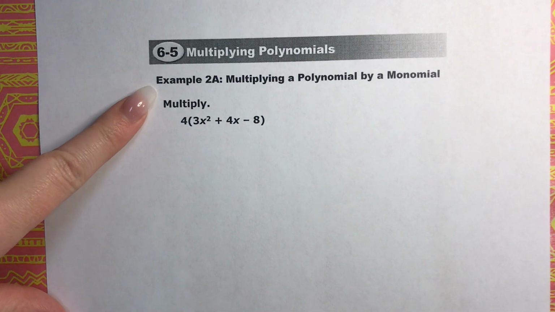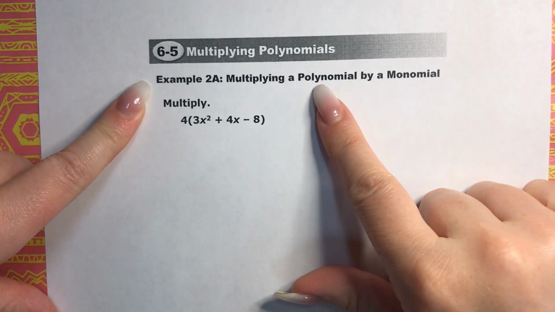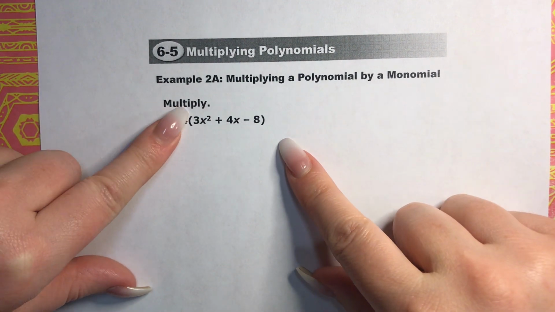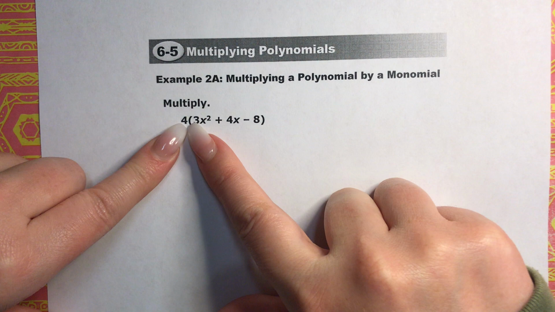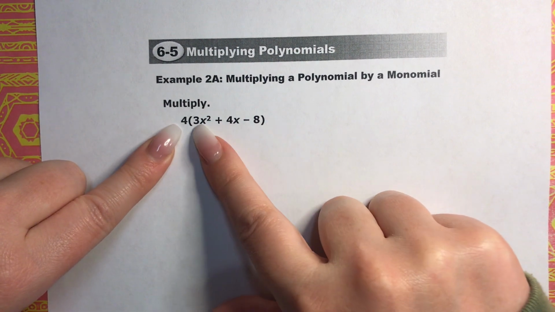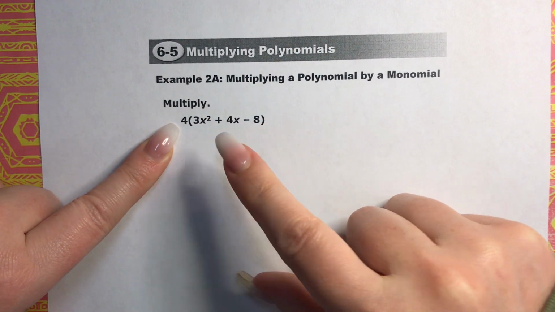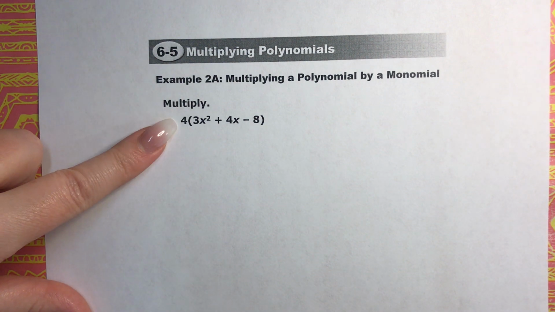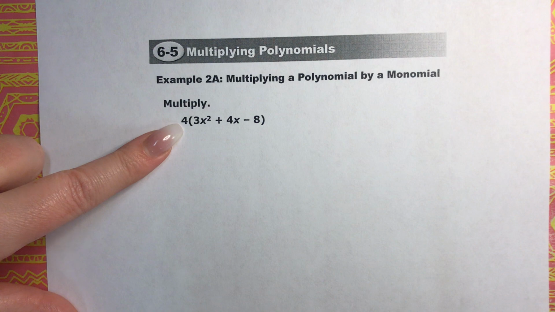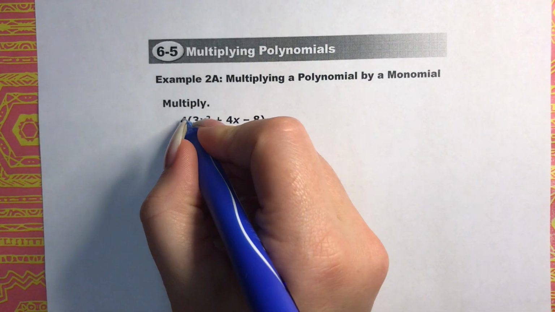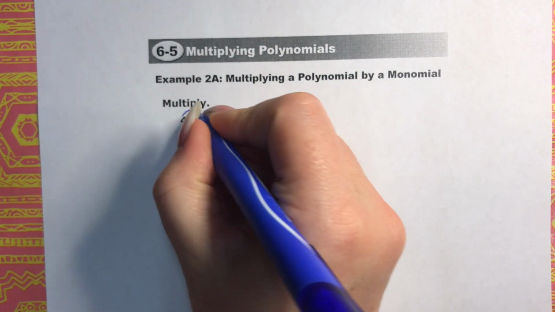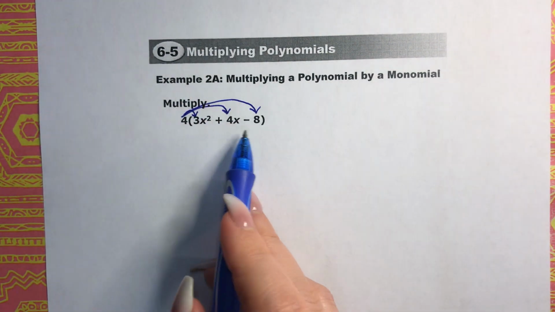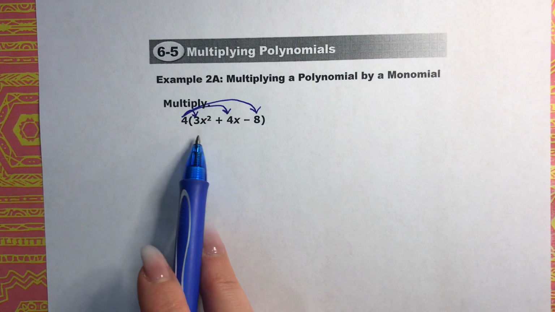All right, welcome back. For example 2a, we're going to be multiplying a polynomial by a monomial. So if you see here, we have 4, which is a monomial, and 4 is being multiplied by this polynomial, right? Whenever we see something like this, we have parentheses with a monomial outside of the parentheses. We just do distributive property. We have to take whatever this 4 is and distribute it to everything in the parentheses, so all 3 of these terms in this polynomial.